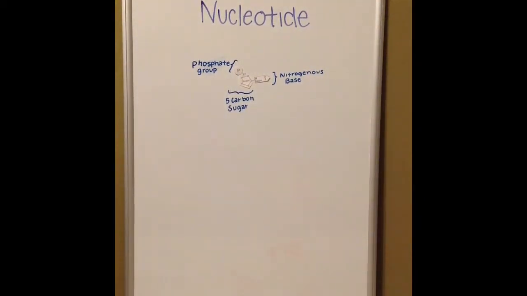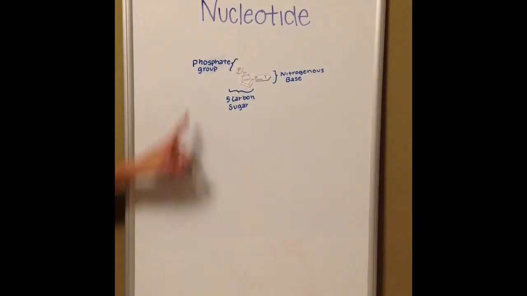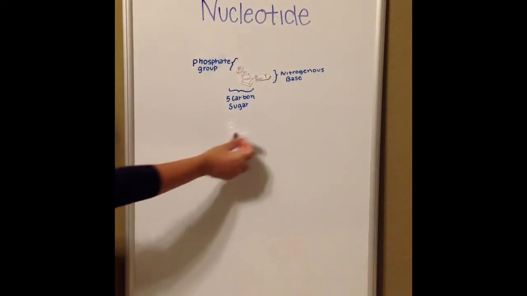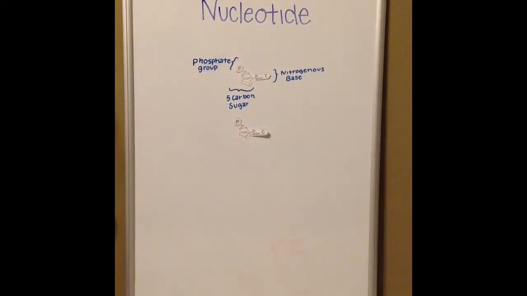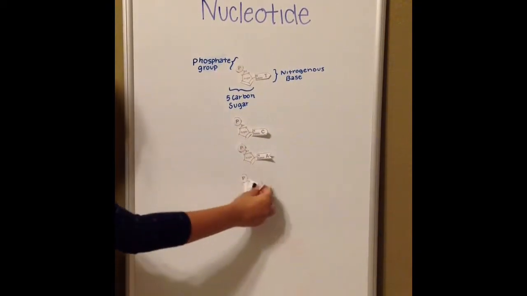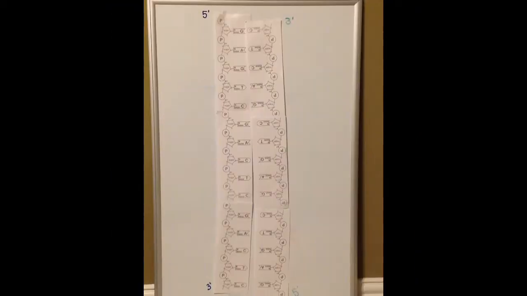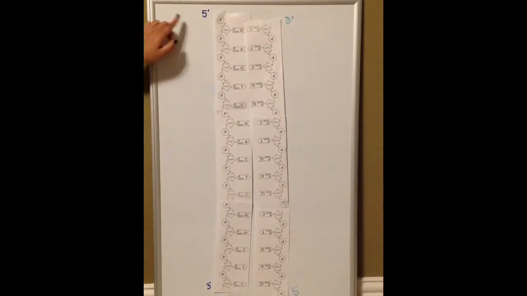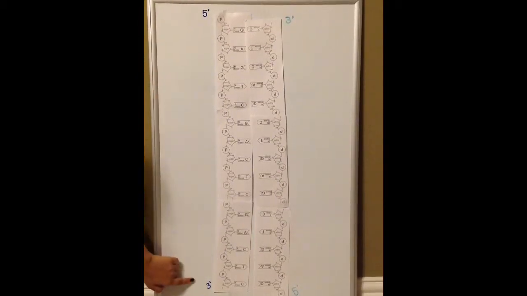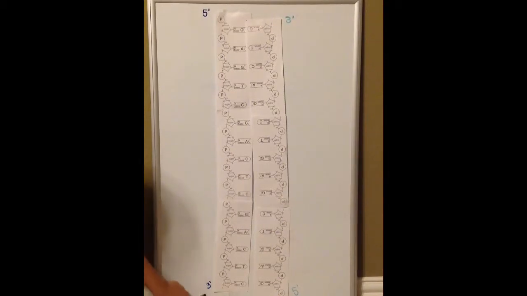There are 4 different types of nitrogenous bases that make up DNA: thymine, cytosine, adenine, and guanine. DNA is composed of 2 strands of nucleotides. These strands run anti-parallel, going from a 5' to 3' end and a 3' to 5' end. The 5' end ends in a phosphate group, while the 3' end ends in a hydroxyl group.